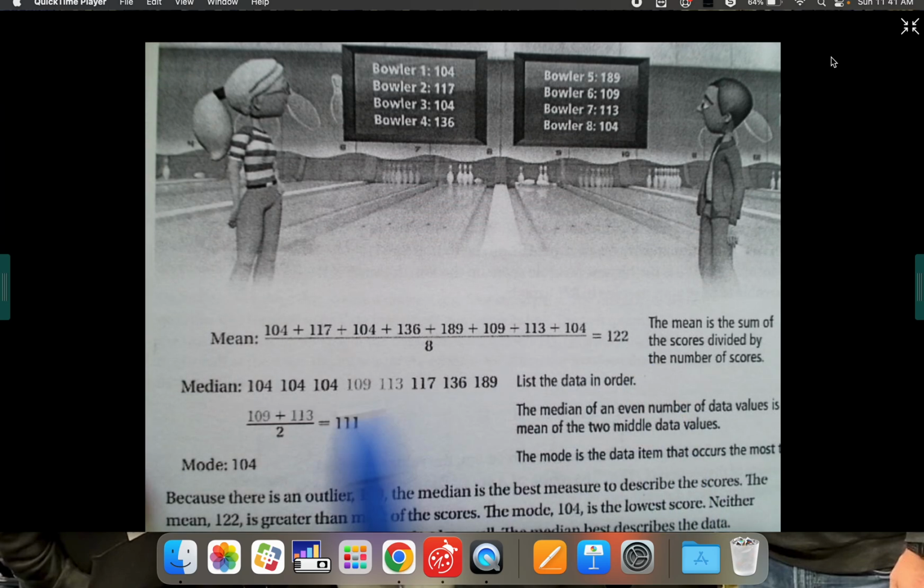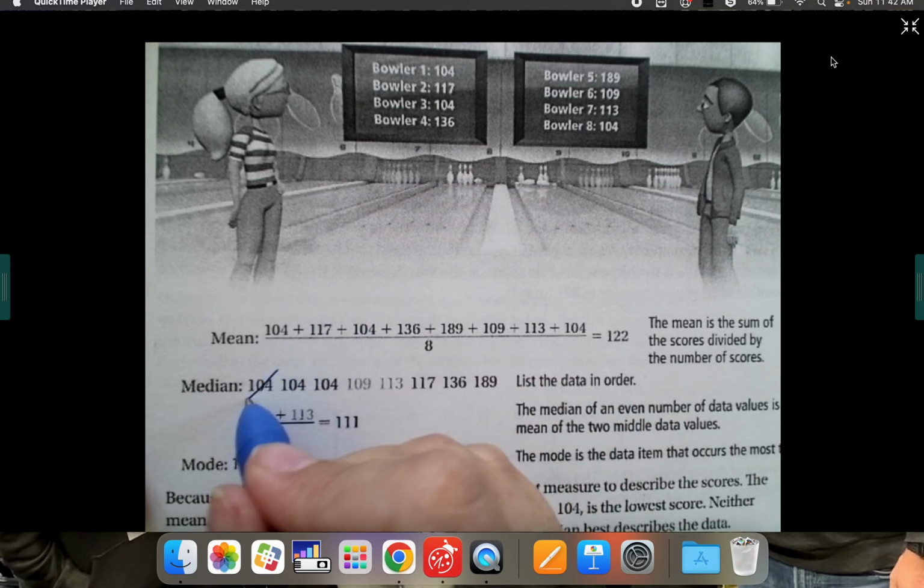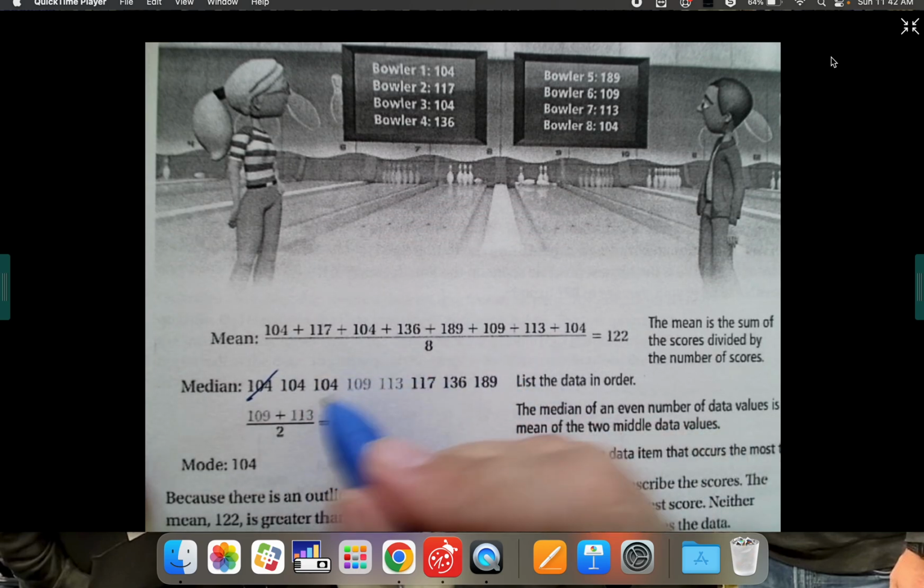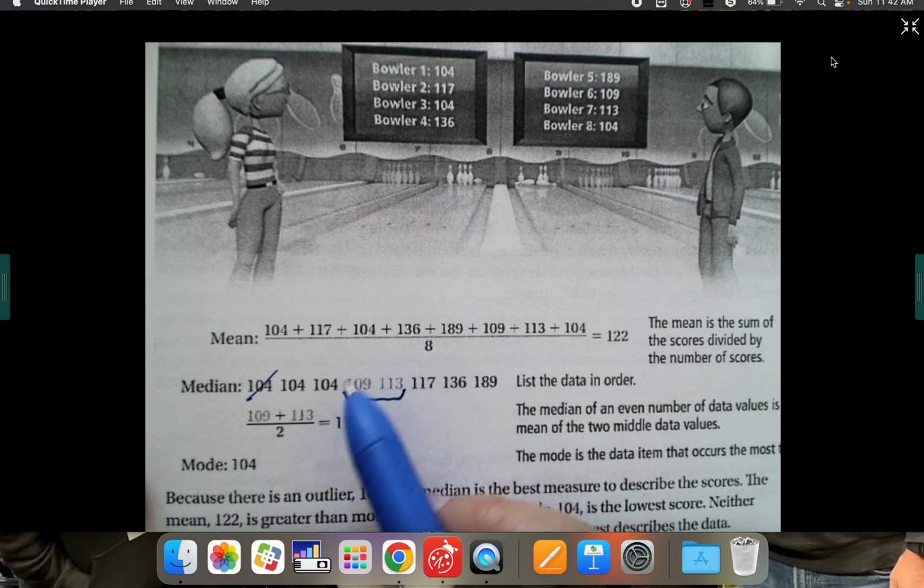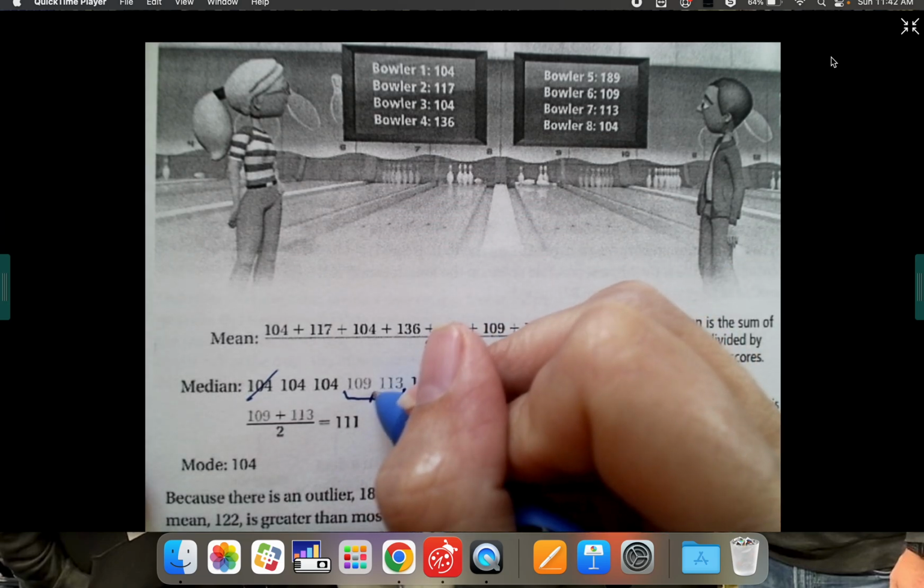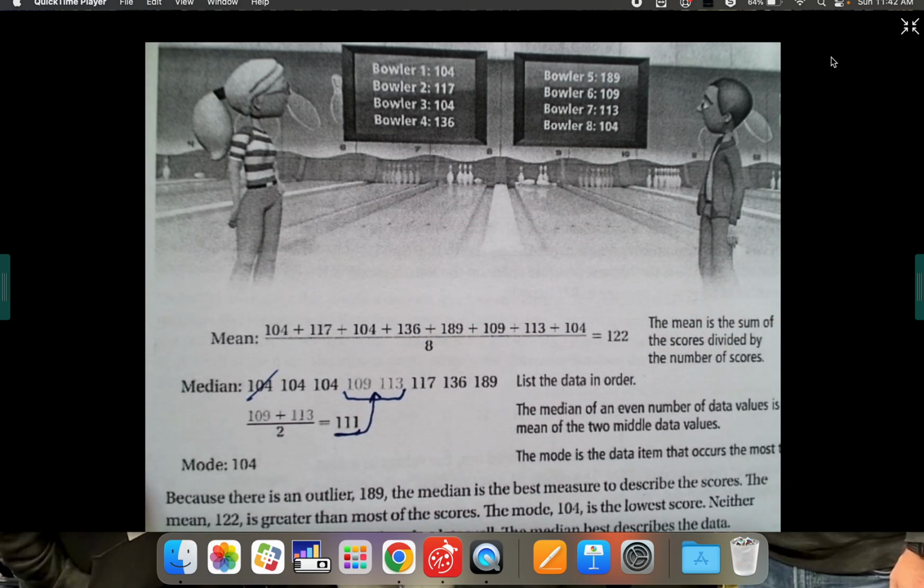To find the median, they first lined them up in order, so the smallest number came first. You list them, even if it's there multiple times, you list it multiple times. You go in order from the smallest number to the largest, and then you chop off the ends until you come up with that middle number. In this particular case, the middle number was 2 different numbers, so you had to add them and divide by 2 to actually find that center number for the median, and it was 111.